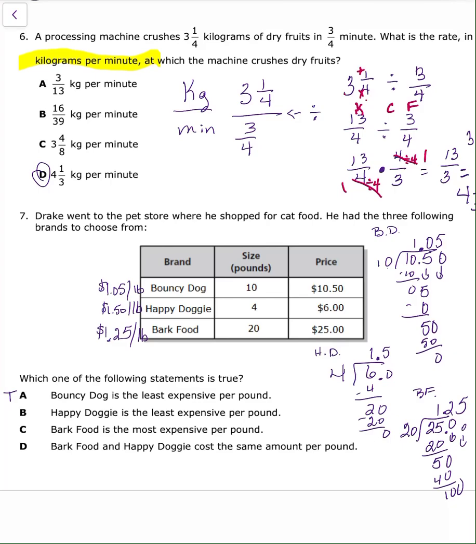Right now I'm going to look at Happy Doggy is the least expensive per pound. So Happy Doggy is $1.50. That's actually the most expensive per pound. So we're going to put a false. Bark Food is the most expensive per pound. No, it's in the middle, so that's false. Bark and Happy Doggy is the same amount. Bark and Happy Doggy. Nope, that is false. So which one is true? A.